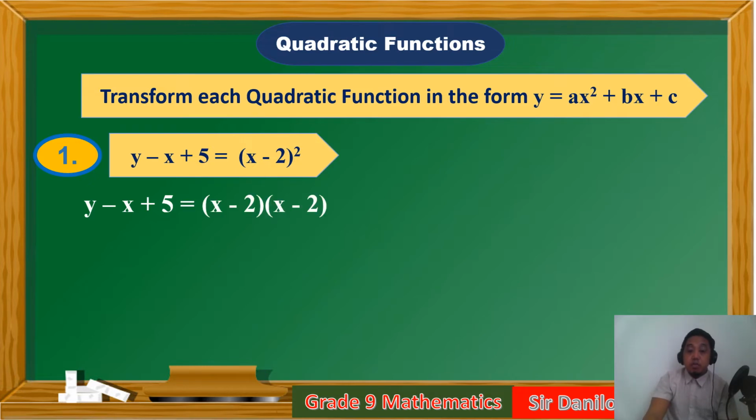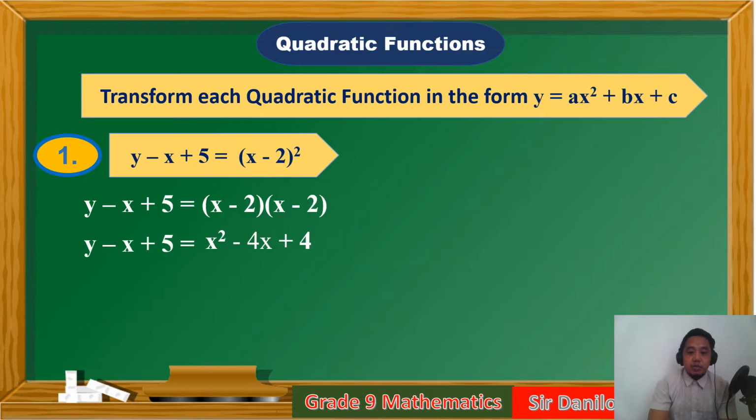Ano ibig sabihin ng x minus 2 raised to 2? Ibig sabihin yan, imumultiply mo yan sa sarili niya. So, x minus 2 times x minus 2. I hope you guys know, used na kayo dun sa pag-FOIL method. Ito, i-FOIL method natin ito. Yung katulad pa rin ang ginagawa natin doon sa naunang mga lesson. Okay. So, we have y minus x plus 5 equals, if you multiply this one, you will have the product of x squared minus 4x plus 4.